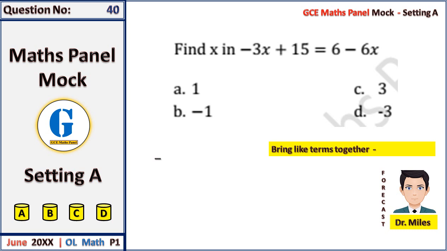We bring like terms together. On the left hand side, you have minus 3x minus 6x and a half plus 6x equals, on the right hand side, 6 minus 15. So 3x equals minus 9 and x equals minus 3.